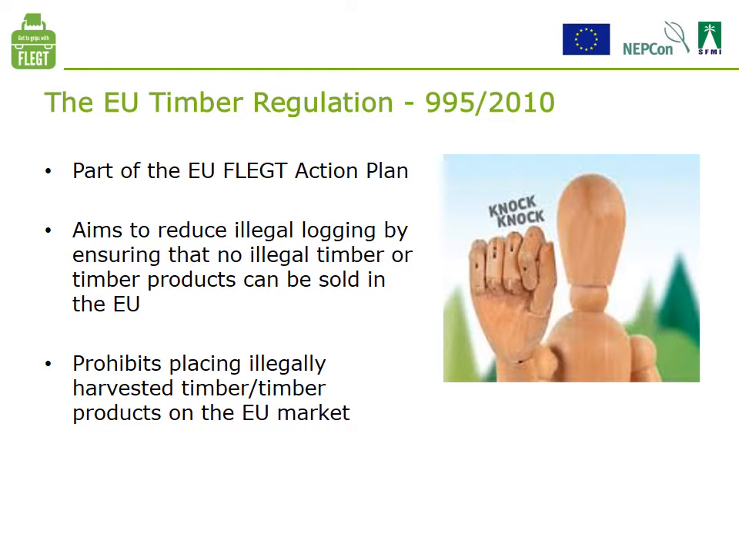The EU FLEGT Action Plan was approved in 2003 and sets out measures to achieve its three main aims of preventing the import of illegal timber to the European Union, improving the supply of legal timber, and increasing the demand for timber from responsibly managed forests. One component of the action plan is the use of existing or new legislation to support it, and this is where the EUTR has come in.